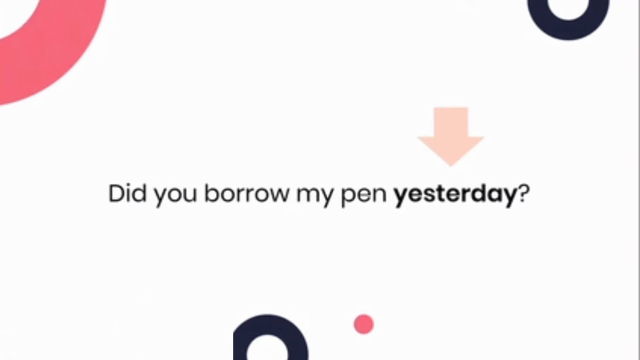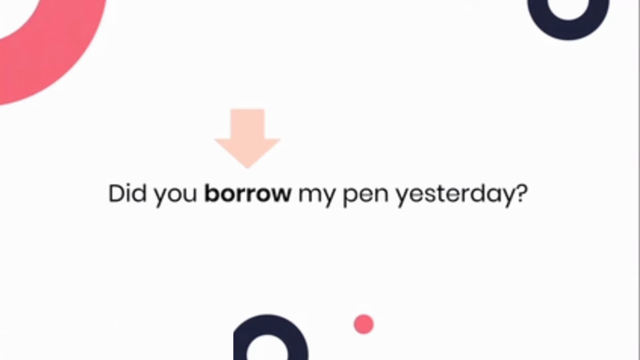Try it yourself. Say the sentence with the stress on yesterday. Did you borrow my pen yesterday? Wonderful. Now, let's look at one last variation. Did you borrow my pen yesterday? I place the stress on borrow because I am unsure of whether you borrowed the pen. You see, maybe you stole it. Well, I'm sure you didn't do that, so maybe I gave it to you as a gift.